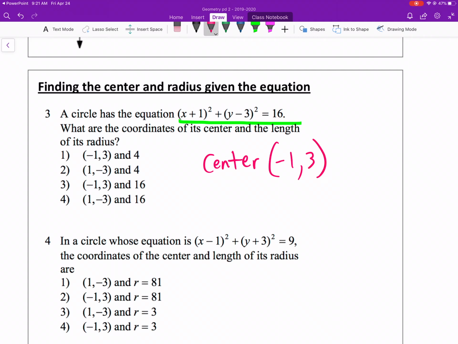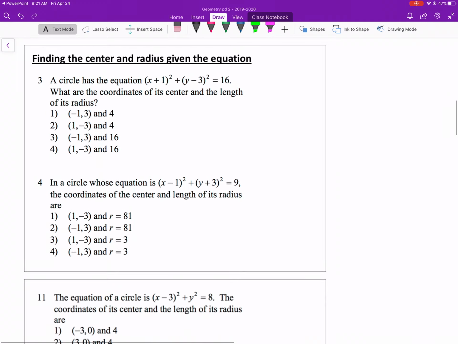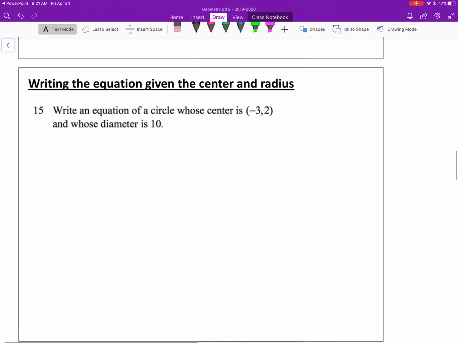And now for the radius, remember, this is that 16 there, that's not the radius, that's the radius squared, because that's in the equation. So if you know that r squared is equal to 16, we would have to square root both sides, and you would find that the radius is equal to 4, which is choice 1. Alright, so they're quick. You can see the equation, find the center, find the radius, try the next 3 for that section.